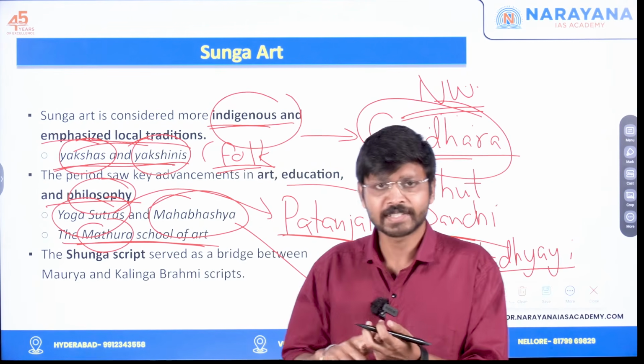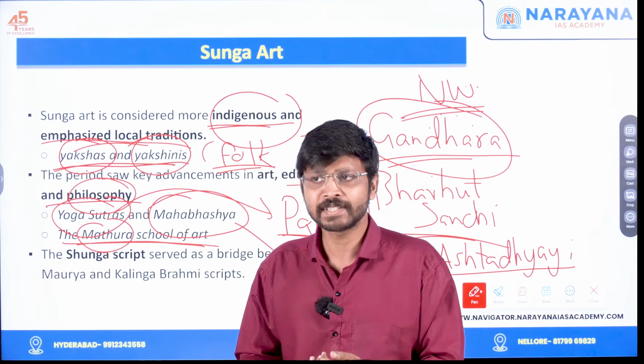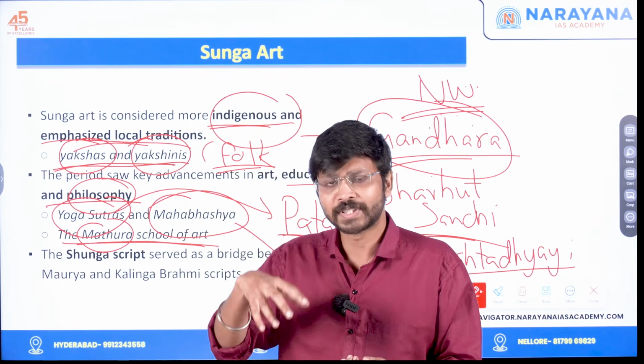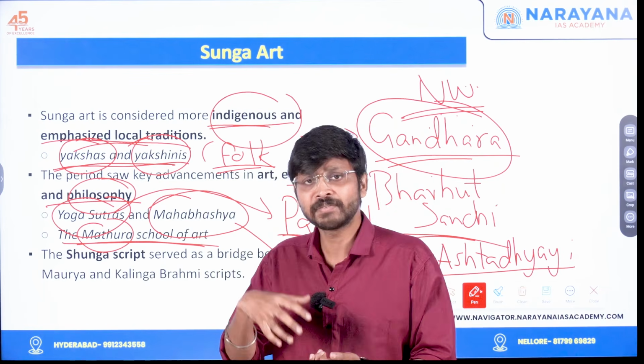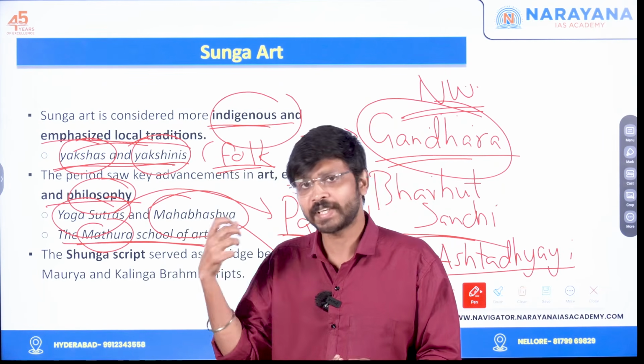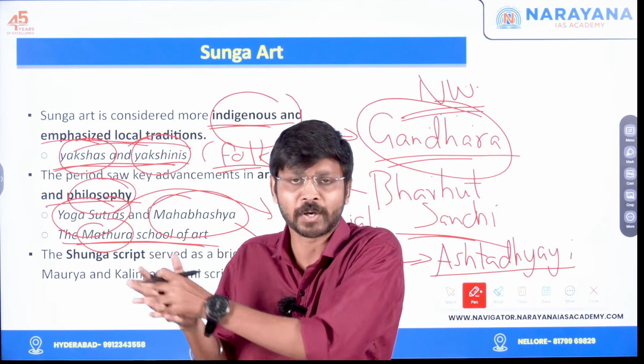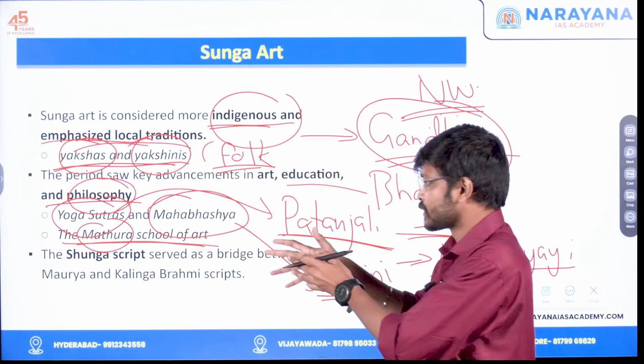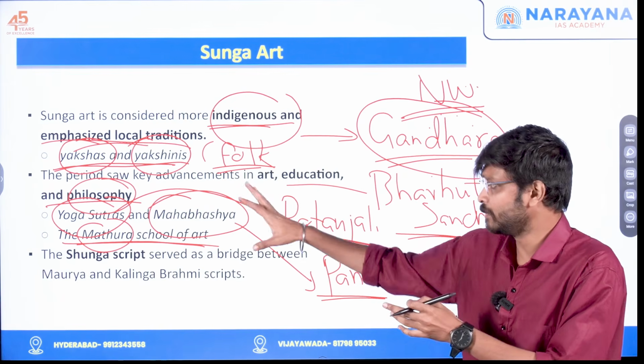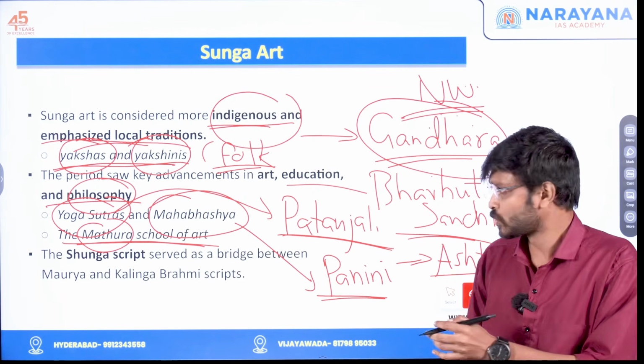One of the important features is that it was completely indigenous. Even though Buddhism was also there, it incorporated many elements of Hinduism in the Mathura school of art. Another important thing is the use of red sandstone, which became very prominent later. So red sandstone was also very much prominent in this Mathura school of art.